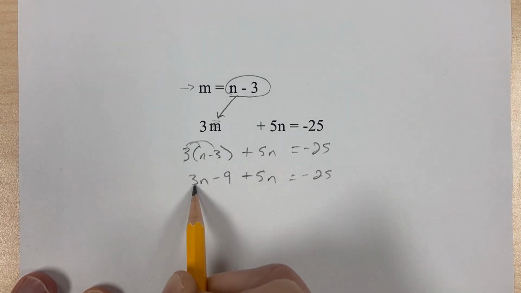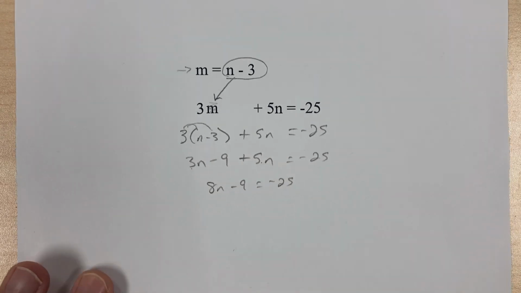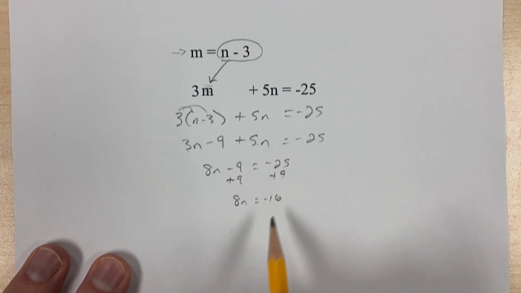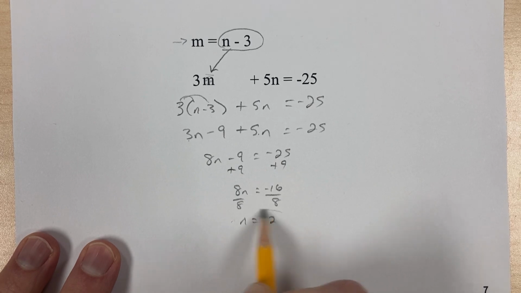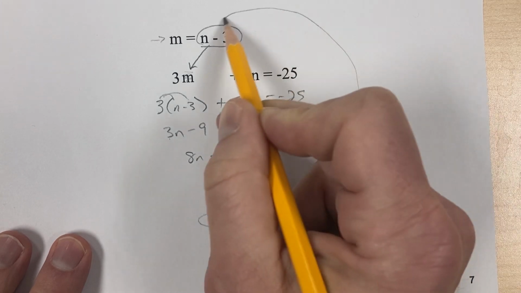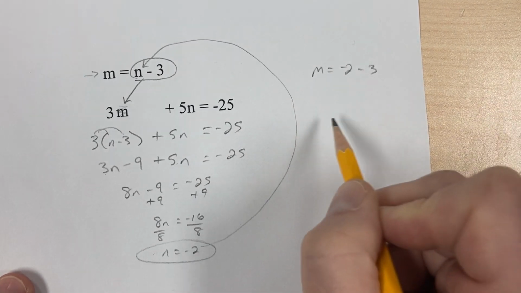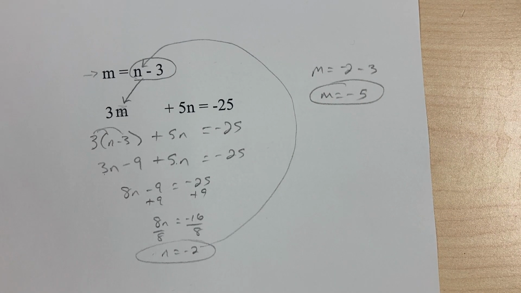All right, 3n plus 5n is 8n. All right, then we're going to add 9. Get 8n equals negative 16. Divide by 8. We get n equal to negative 2. Right, so that's our n value. We're going to plug that right back in here. So we're going to get m equals negative 2 minus 3. That means m will equal negative 5. So we're just trying to plug it in, find one, then plug that answer in to find the other.